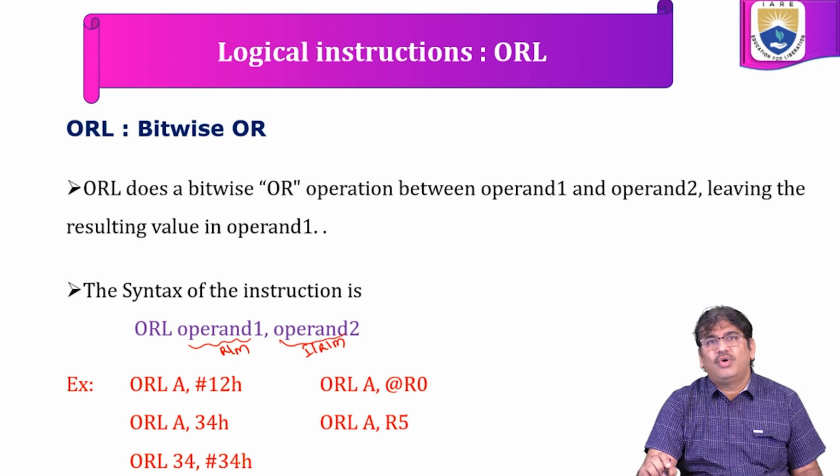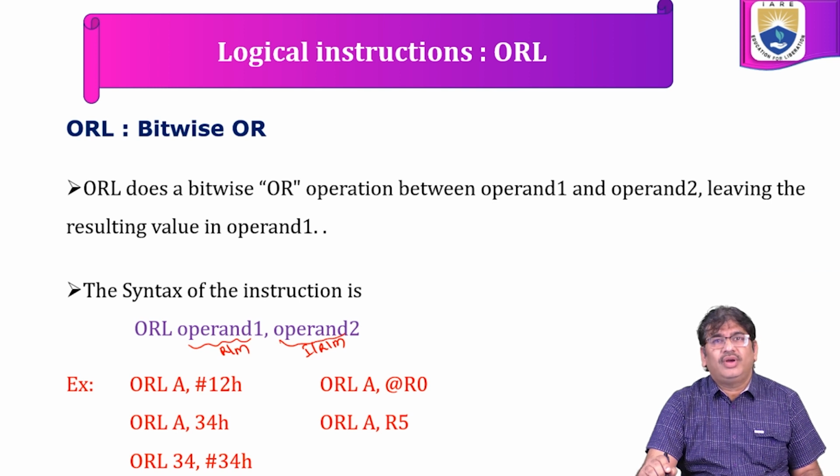A few examples for ORL instructions are ORL A, #12H, which performs bit by bit logical OR operation of the accumulator contents with the immediate data 12H, and the result we can see in the accumulator. ORL A, @R0. This instruction will perform the logical bit by bit OR operation between the accumulator contents and the memory location contents whose address is in the R0 register, and the result we can see in the accumulator. ORL A, 34H. Here the contents of the accumulator will perform the logical bit by bit OR operation with the memory location whose address is 34H, and the result we can see in the accumulator.